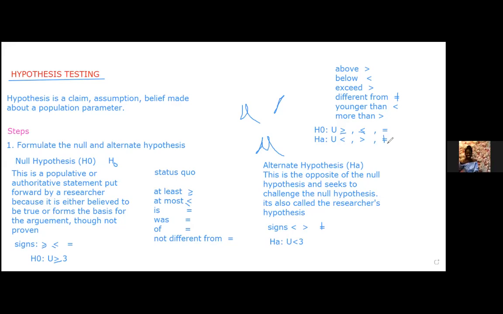Yes, sir. Good. Formulating the null and alternate hypothesis is very critical to solving the question, because it is from that you are able to identify the tail that you are doing. So we have the tail of test. We have what you call the tail of test.